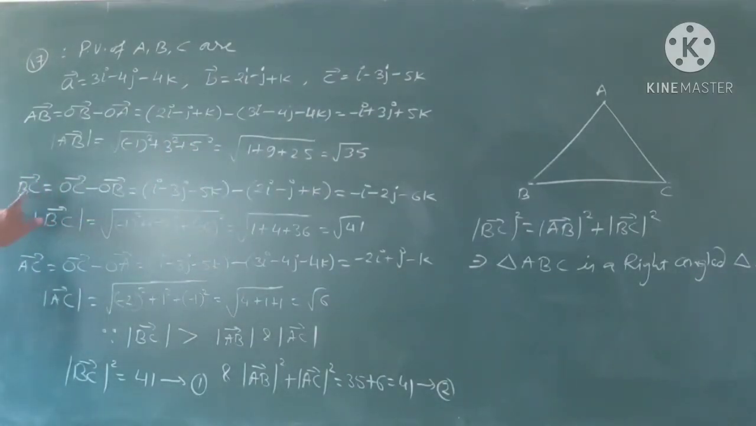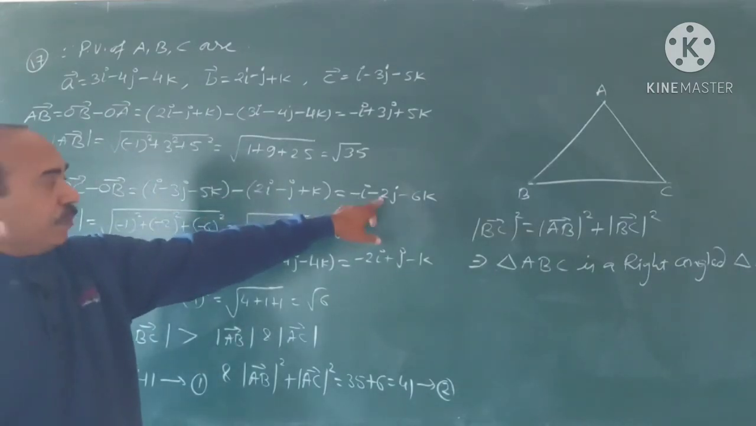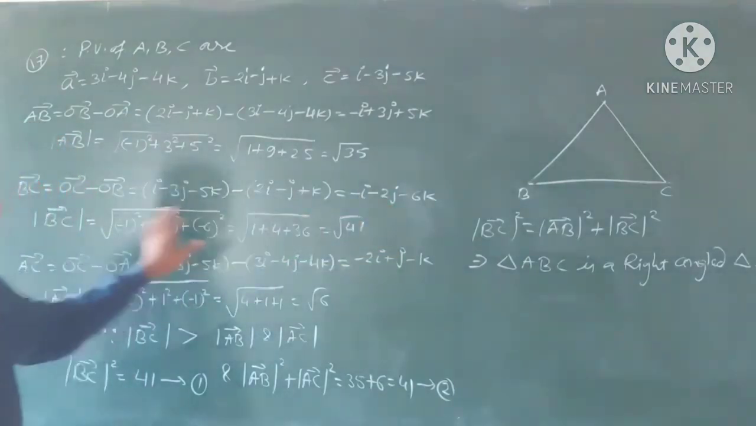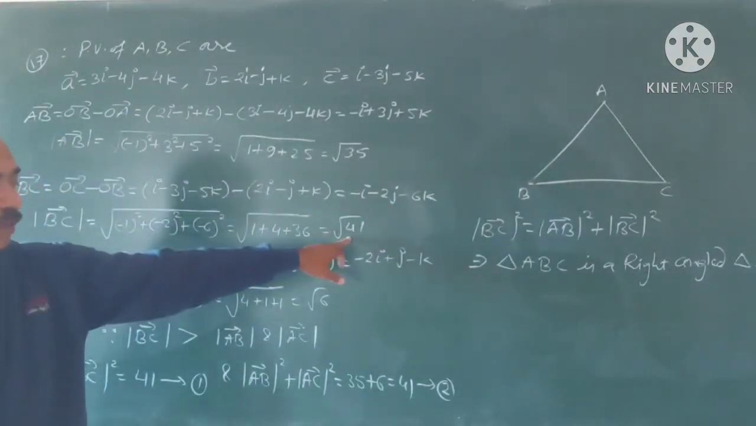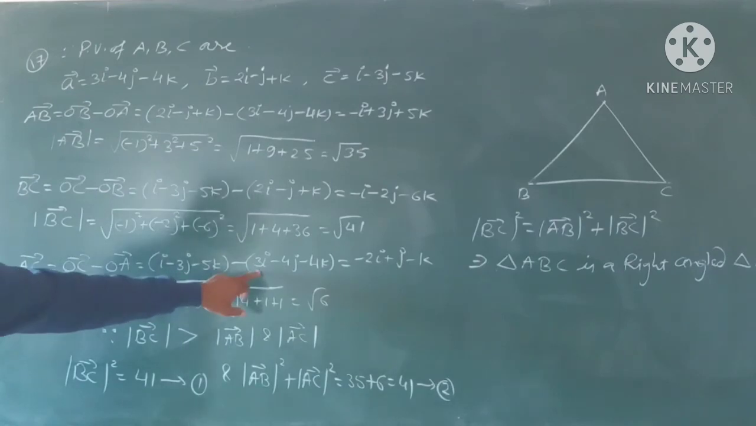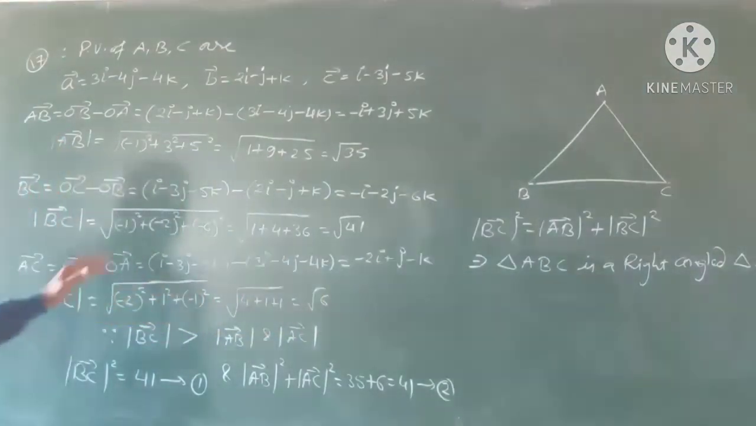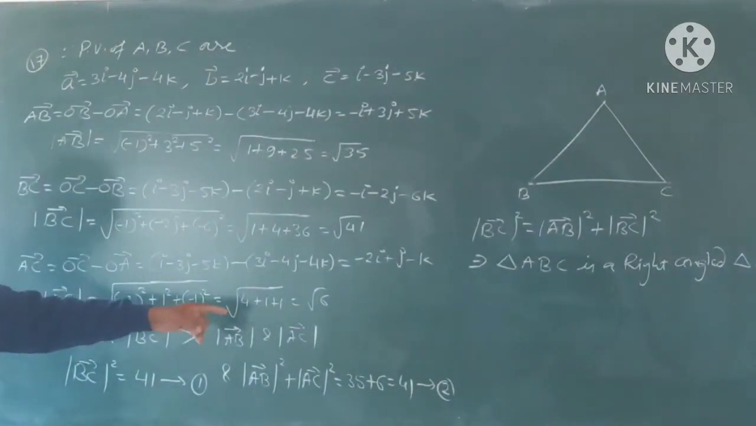BC means OC minus OB. Once again find the difference. This is OC and this is OB, and their difference is minus i minus 2j minus 6k, and its mod value is under root 41. And the same for vector AC, side AC. So OC minus OA. This is vector C and that is vector A. Their difference is minus 2i plus j minus k, and once again its mod value is under root 6.